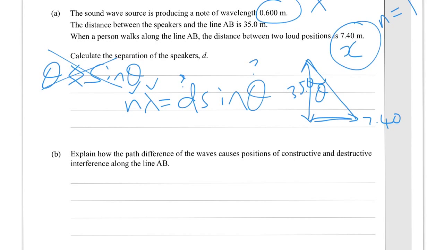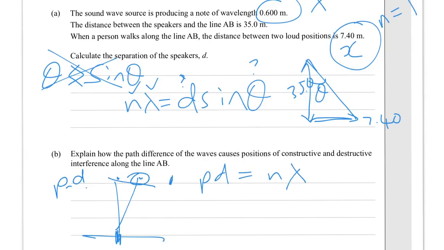B, explain how the path difference of the waves causes positions of constructive and destructive interference along the line AB. So this actually sounds like a level 2 question. Remember, the path difference is the difference in path from, say, two point sources to one of the bright fringes if it's light, or the loud points if it's sound. So the path difference will be about that length there, that small length. The path difference is going to be a certain number of wavelengths.